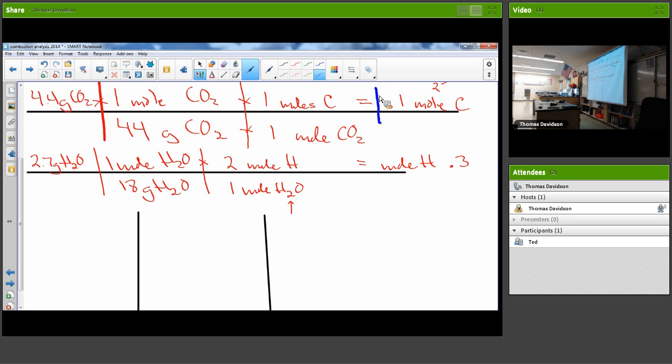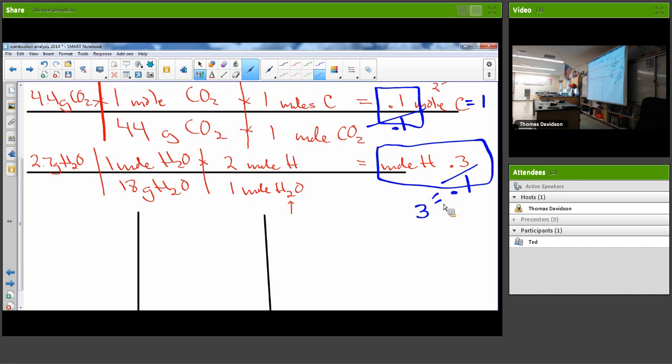All right, so now I have these two numbers. The next step in your instructions said to do what? All right, divide each one by the smallest of the answers. Which one's the smallest? 0.1, correct? So up here, this equals 1. And what does this equal? 3. So your overall formula, I should say empirical formula, is how many C's? 1. How many H's? 3. CH3.